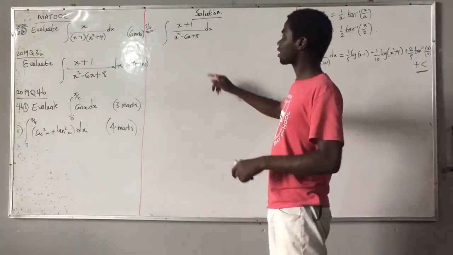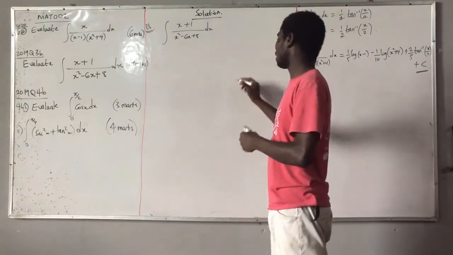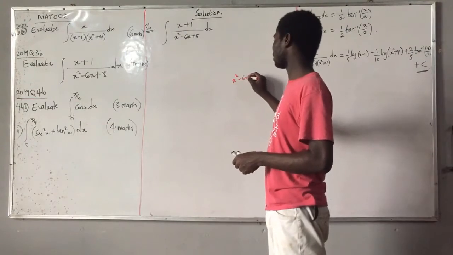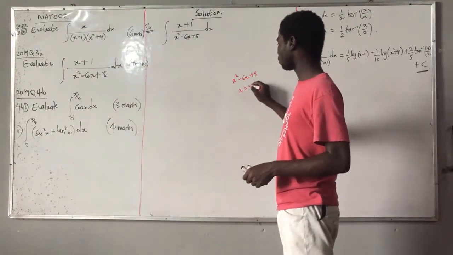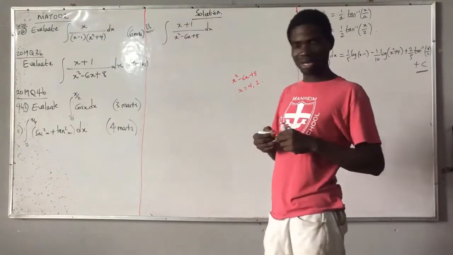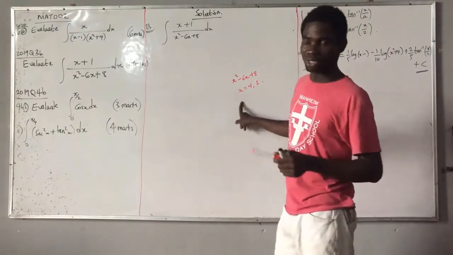So now, a quadratic equation like this, s squared minus 6s plus 8. If you solve this one, you will get s to be 4 and 2. Do you get my point? You will get s to be equal to 4 and 2.